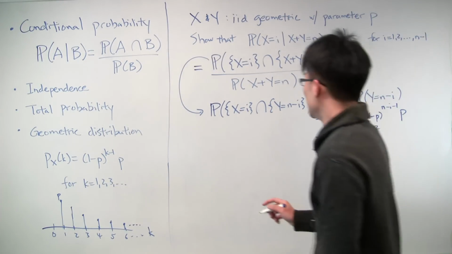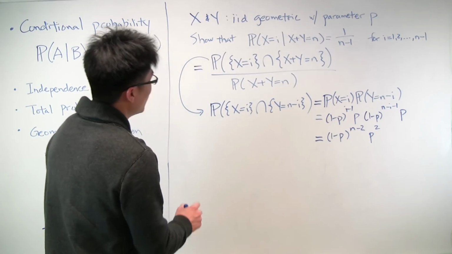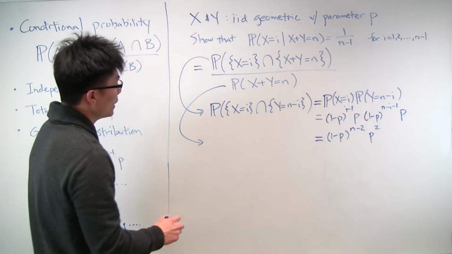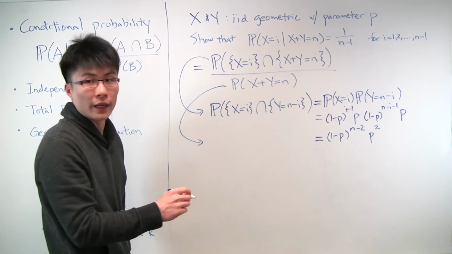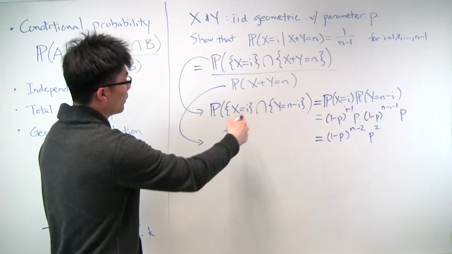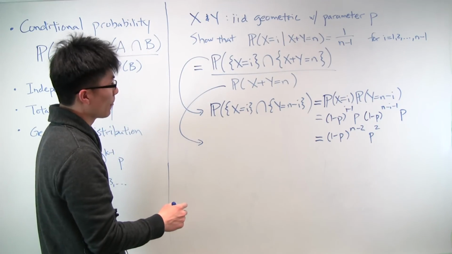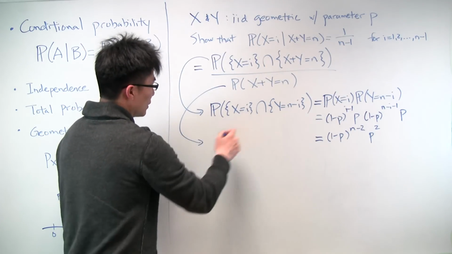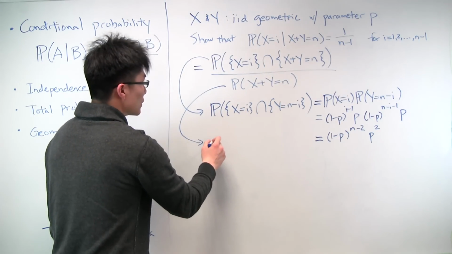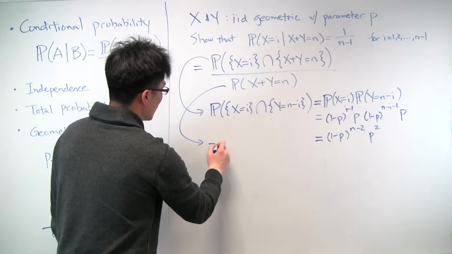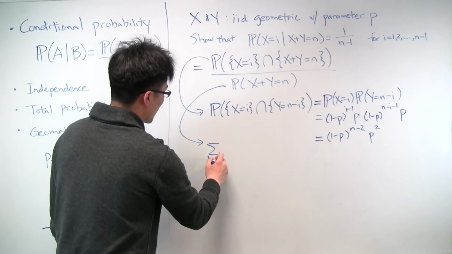OK. And now let's deal with the denominator. And to do that, what we'll do is invoke the law of total probability. We'll split this up into lots of different cases. So we're going to essentially do the same thing as this, but for more cases. So the probability that x plus y equals n, we can write as a sum of lots of different combinations.